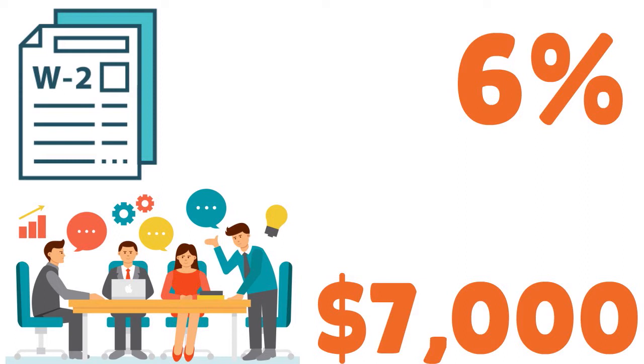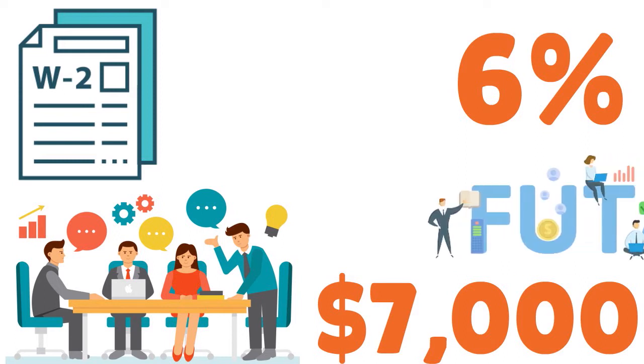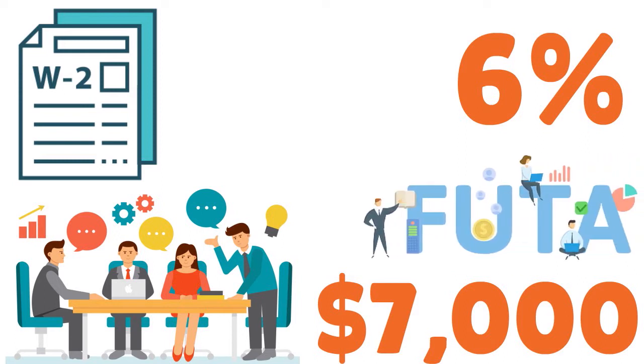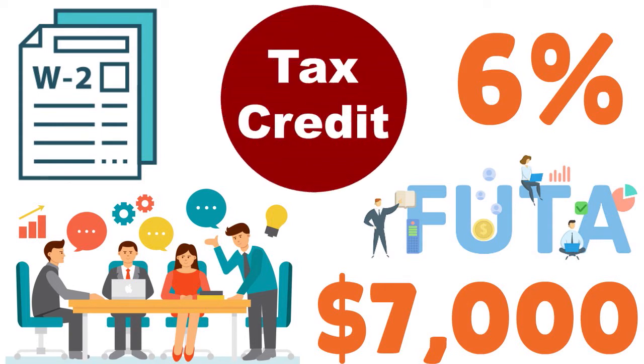So for example, if you paid an employee $8,000, you pay 6% before state tax credit of $7,000 in FUTA. But if you paid an employee $6,000, you pay 6% of $6,000 in FUTA. So this is important to remember. And there is also the FUTA tax credit that we'll speak about later on. But there is a credit that you can apply to reduce your liability.